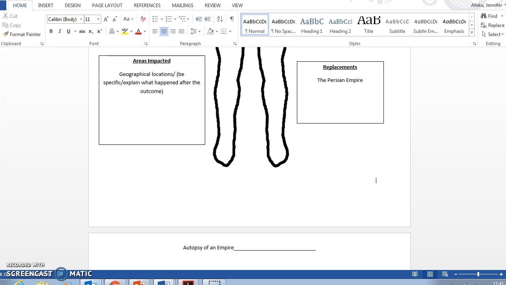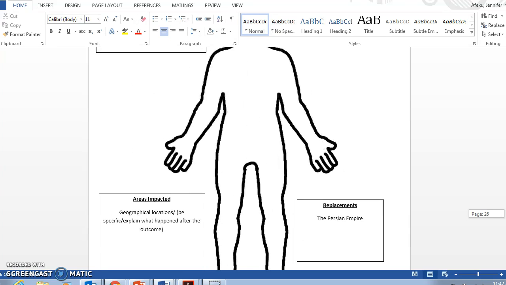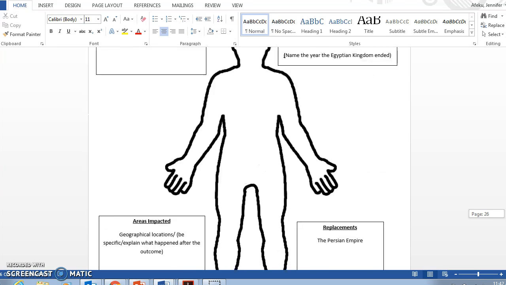Areas impacted. To the left, you have where I place geographical locations. Be specific. What geographical locations were affected? We know ancient Egypt was split into Upper Egypt and Lower Egypt. Explain which geographical location was impacted. That's basically what it is. It's really easy. I know it's just a little different, but again, we are using your critical thinking skills.